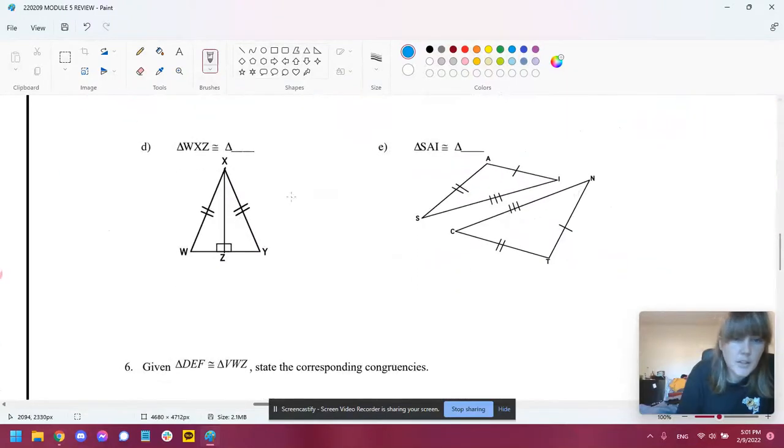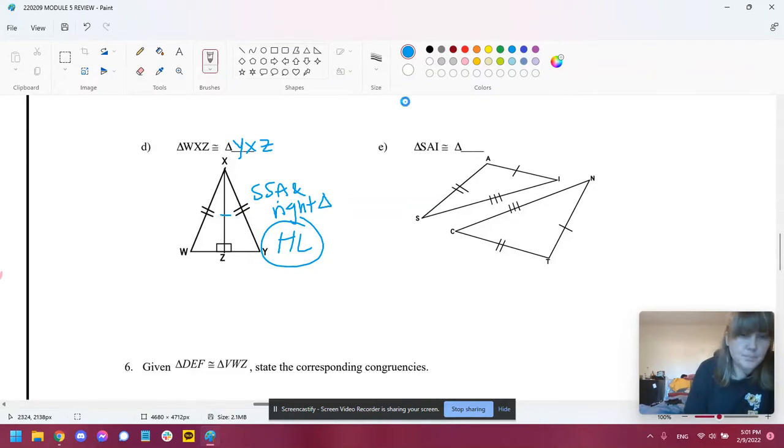All right. Here, we've got side, side, angle, but also it's a right triangle. So that means it's actually hypotenuse leg. We're good. The W matches up with the Y, the X matches up with the X, and the Z matches up with the Z.